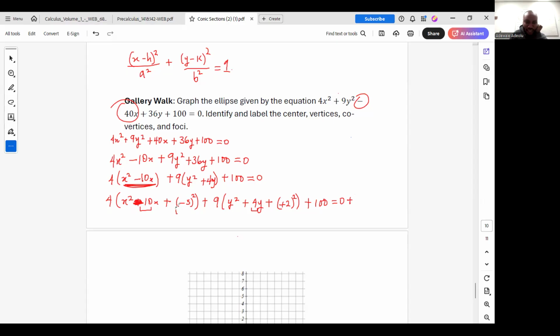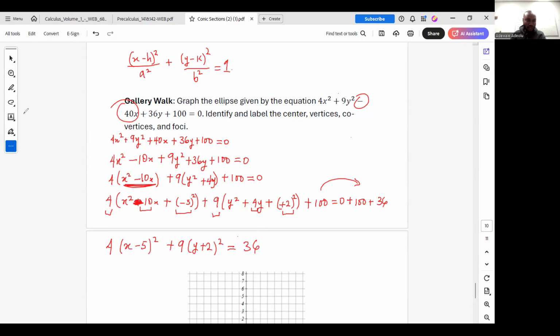Now, the question is, what am I adding here? I'm adding 25 in 4 places. Remember? So I'm going to add 100 here. The same thing, I'm adding 4. 2 raised to power 2 is 4, in 9 places. So that is 36. And now I have 4 into x minus 5 all squared plus 9 into y plus 2 all squared equals, I can move this 100 to the other side. So that will be 136 minus 100, that is 36.